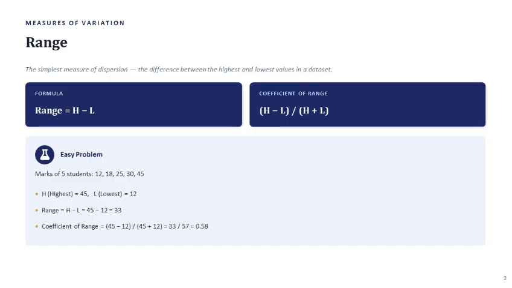Now an easy problem. Marks of 5 students are given as 12, 18, 25, 30 and 45. Here we can clearly see that there are 5 numbers, and from these we can easily take out the highest value as 45 and the lowest value as 12. As we already know, the formula for range is highest value minus lowest value. Therefore, we can write 45 minus 12, which is equal to 33. Finally, we calculate the coefficient of range, that is H minus L divided by H plus L. That implies 45 minus 12 divided by 45 plus 12, which is approximately equal to 0.58.